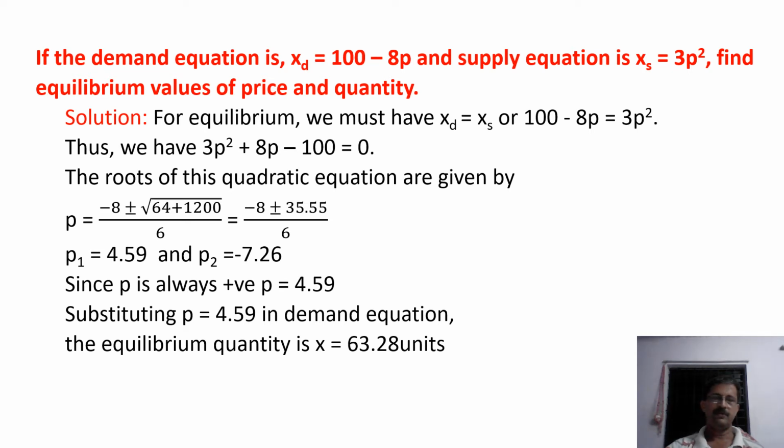So taking p equal to 4.59 and substituting in the demand equation or in the supply equation, we can find the equilibrium quantity x equal to 63.28. So equilibrium price is 4.59, equilibrium quantity is 63.28.